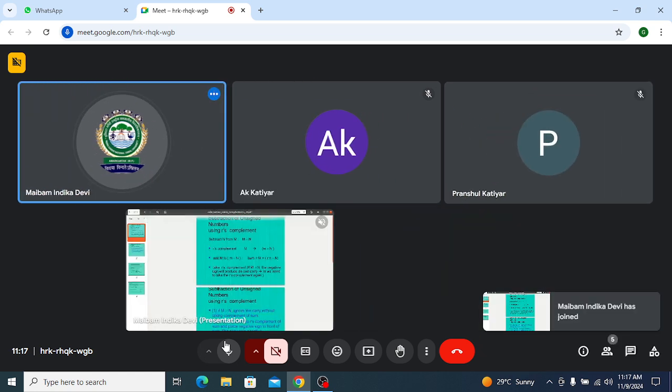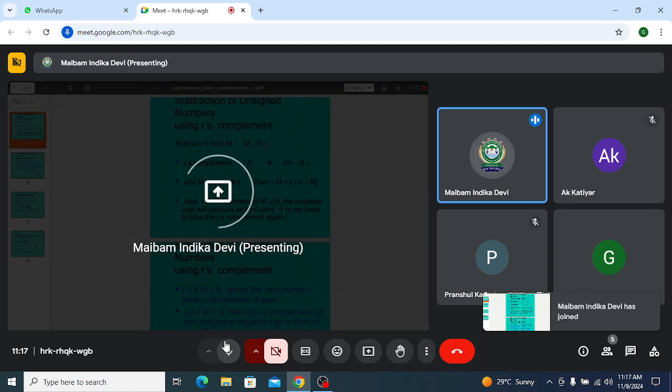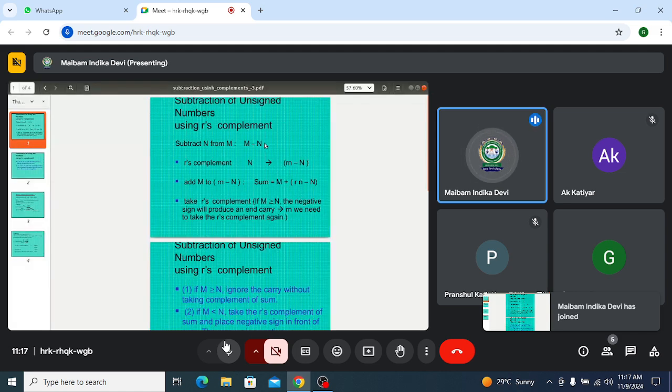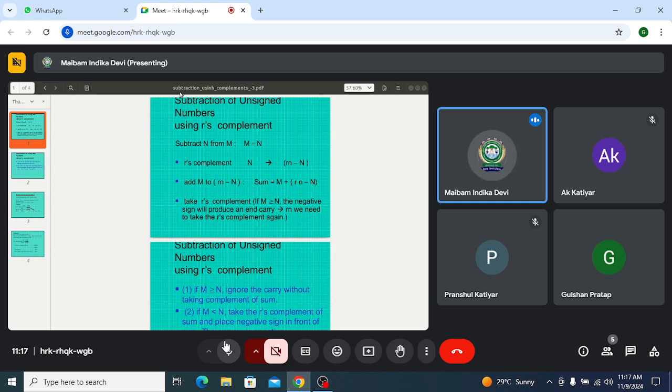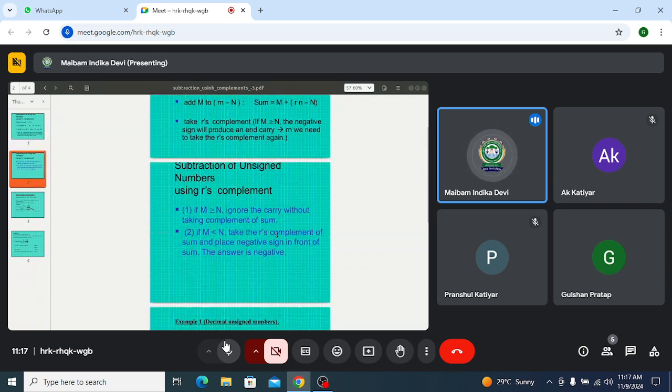Till now, whatever subtraction we are doing is for unsigned numbers. Unsigned numbers means we are assuming both the minuend and subtrahend to be positive numbers. That is, m is positive and n is also positive, and we are doing a subtraction between these two unsigned numbers.